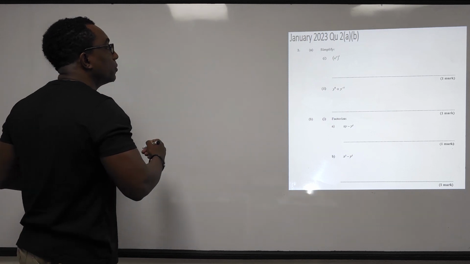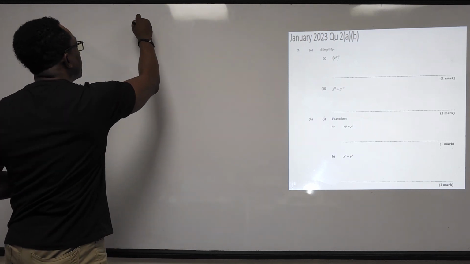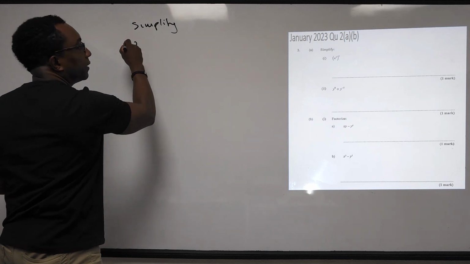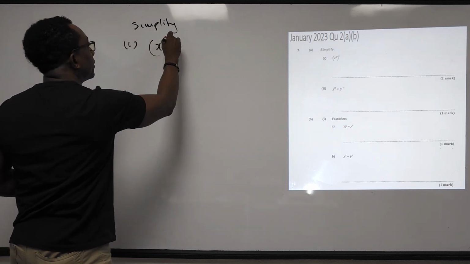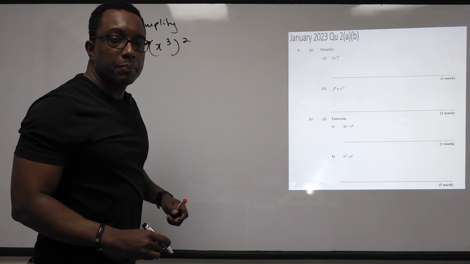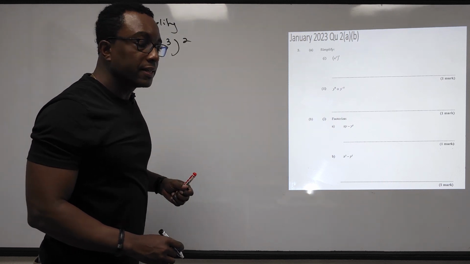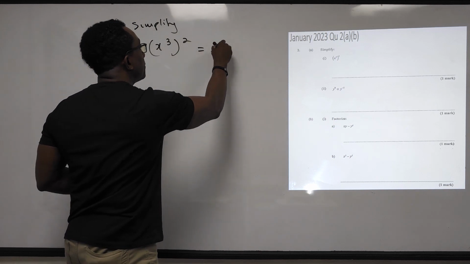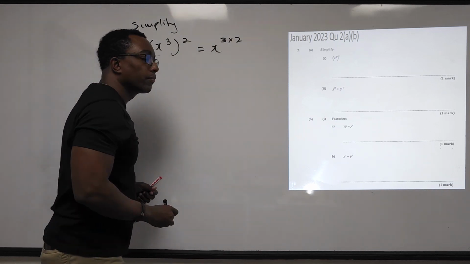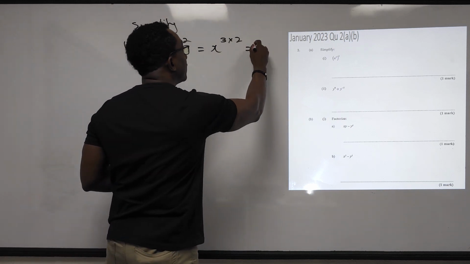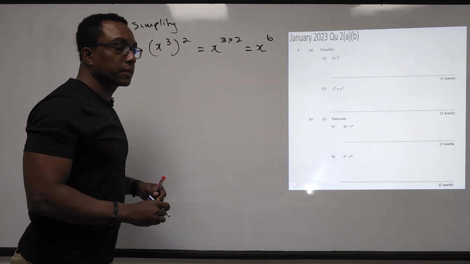So we are asked to simplify (x to the power of 3) all squared. We're going to apply our law of power to a power, applying the laws of indices. So this will be x to the power of 3 times 2. We take the power outside and multiply by the power inside of the bracket. So we're going to get x to the power of 6.